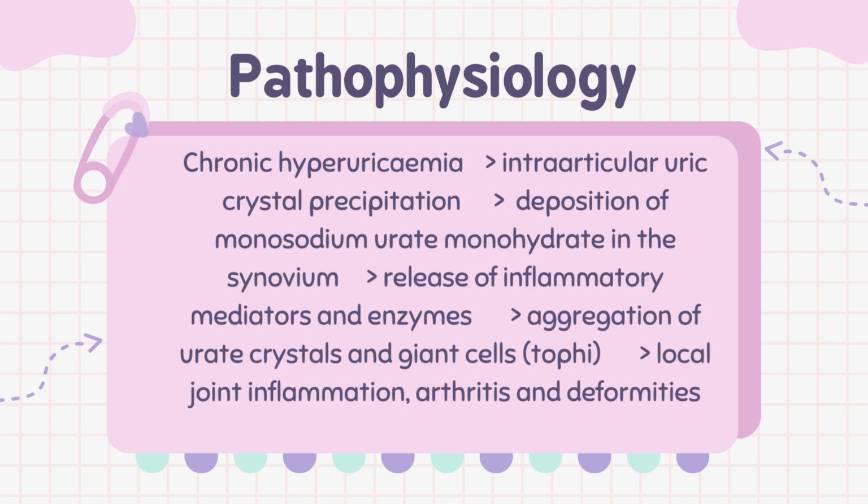Chronic hyperuricemia will lead to intra-articular uric crystal precipitation and deposition of monosodium urate monohydrate in the synovium. This will cause the release of inflammatory mediators and enzymes leading to aggregation of uric crystals and giant cells that will cause local joint inflammation, arthritis and deformities.